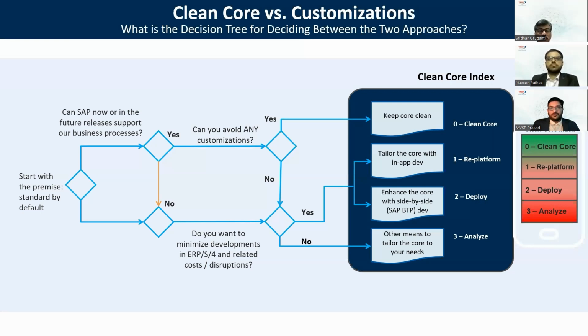So before you take any decision on which index my system falls under, you need to decide on the clean core aspects: analyze, prepare, re-platform, and clean core. Analyze means you will be identifying the custom code, categorizing the custom code, and then subsequently cleaning the code which is unused or rarely used. You need to identify that.